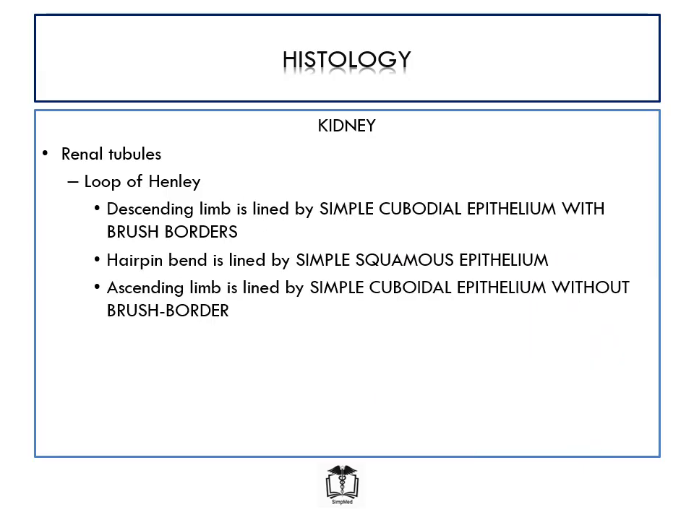The descending limb of the loop of Henle is lined by simple cuboidal epithelium with brush borders, so it's a direct continuation from what we see in the proximal convoluted tubule. The ascending limb, on the other hand, is also lined by simple cuboidal epithelium but does not have a brush border, and this tends to mirror what we see in the distal convoluted tubule, as we'll talk about very soon. And finally, the hairpin bend between the descending and ascending limb is lined by simple squamous epithelium.